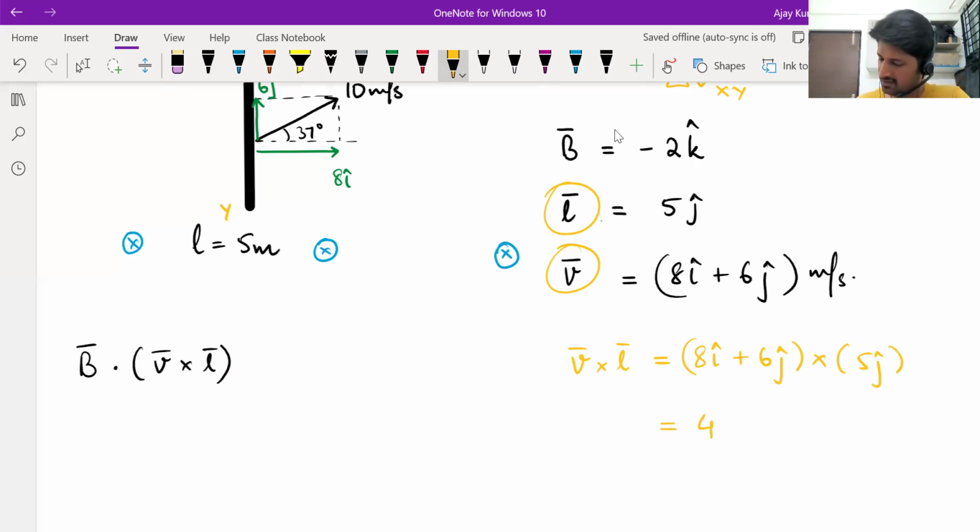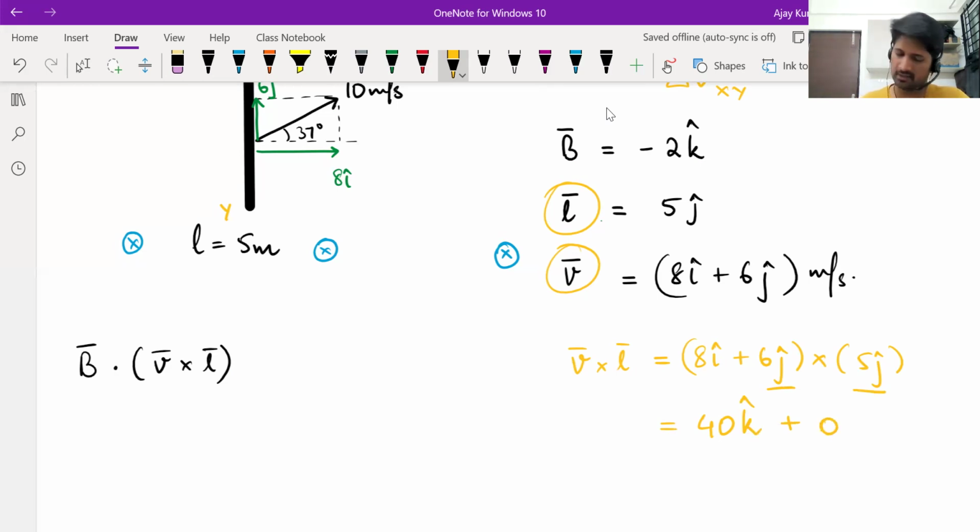Eight fives is 40. What is I cap cross j cap? Isha, what is I cap cross j cap? So minus k cap. No, I cross j is k. It's not minus k. Fine. So this becomes 40 k cap. Plus 6 j cap cross 5 j cap.